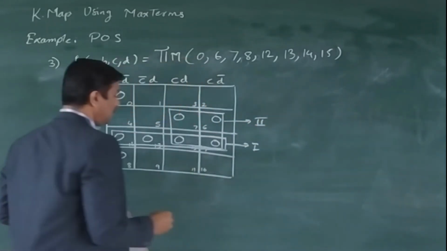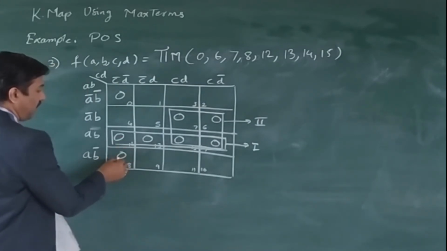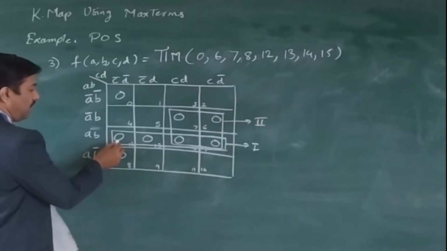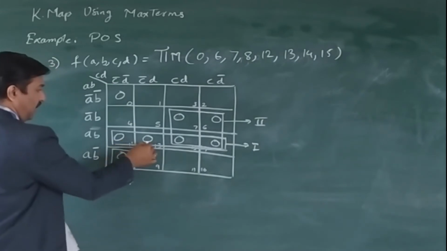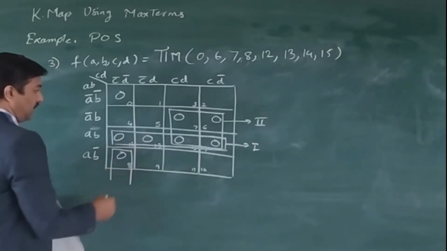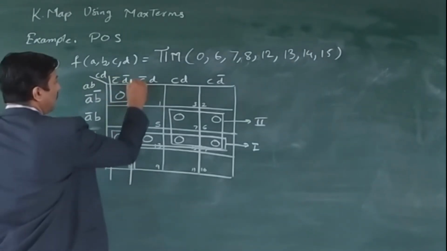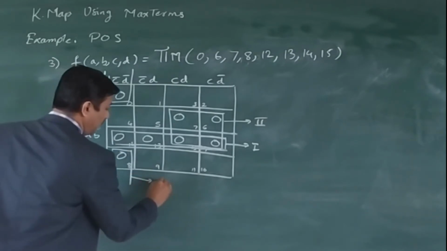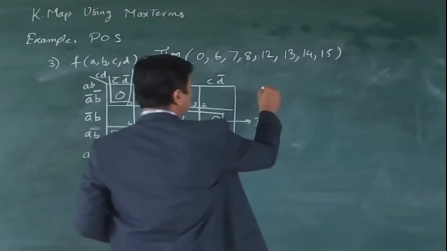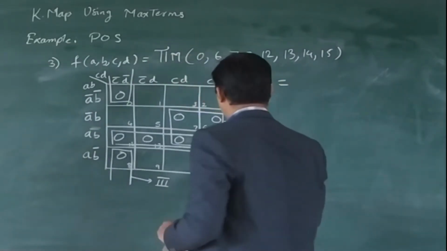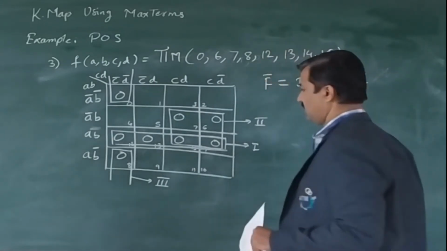I group these 4 zeros and name this group as 2. And then what you can see here, there is a 0 available here, and there is an adjacent 0 available here, and there is also an adjacent 0 available here. So this 0 is already grouped with the next cell. So I can group this 0 with this one, and now I name it as group number 3. Then we'll write the function f for that. So f bar is equal to 1 plus 2 plus 3.